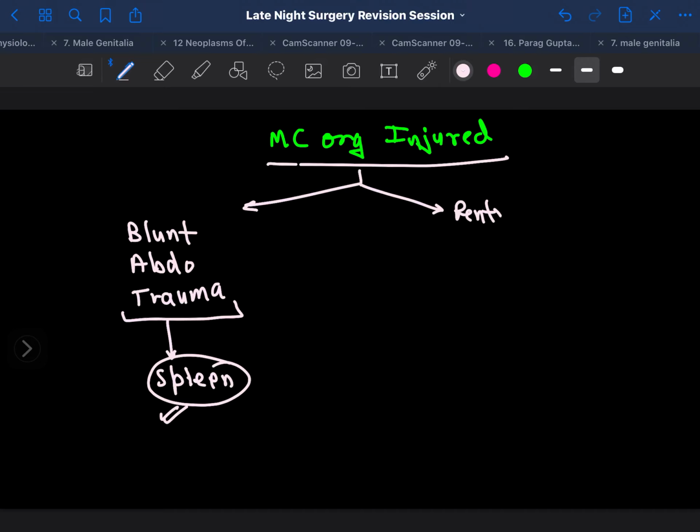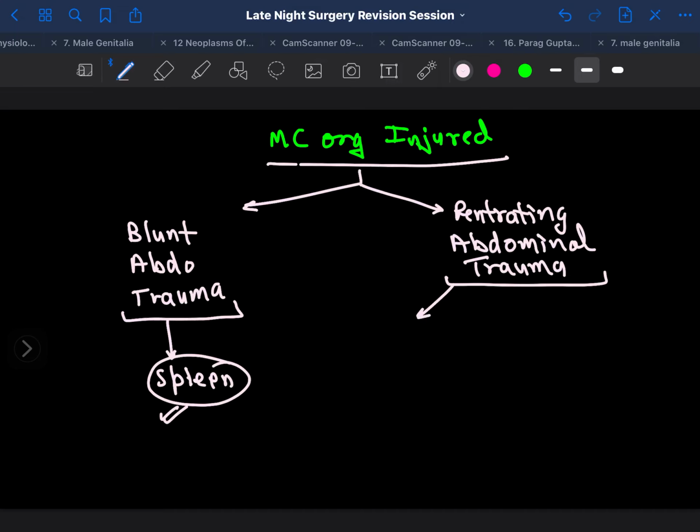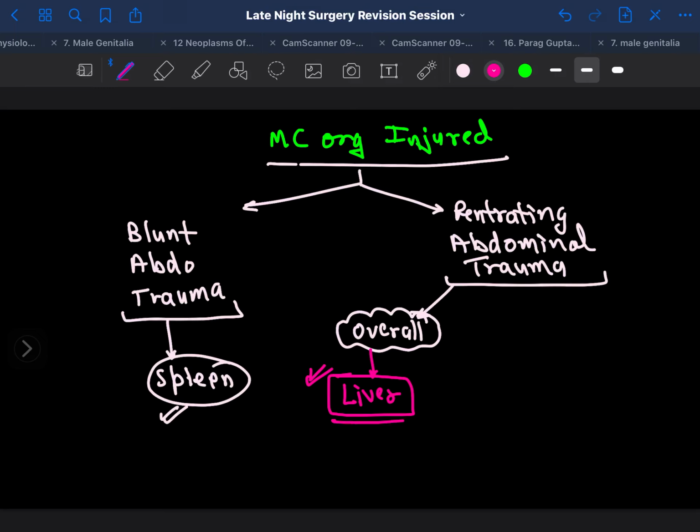Now, in the penetrating abdominal trauma, if at all they ask you, what is the most common structure which is injured overall? Okay, what is the most common structure which is injured in the penetrating abdominal trauma overall? The answer is liver. Please understand this point guys, okay? Because some of the guidebooks have given this wrong. Please understand, the most common organ injured in the penetrating abdominal trauma overall is the liver.